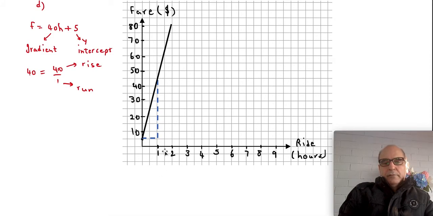ride of 1.5 hours. So that is what they ask us to complete for this question, and this is an example of modeling. That is all for this lesson.